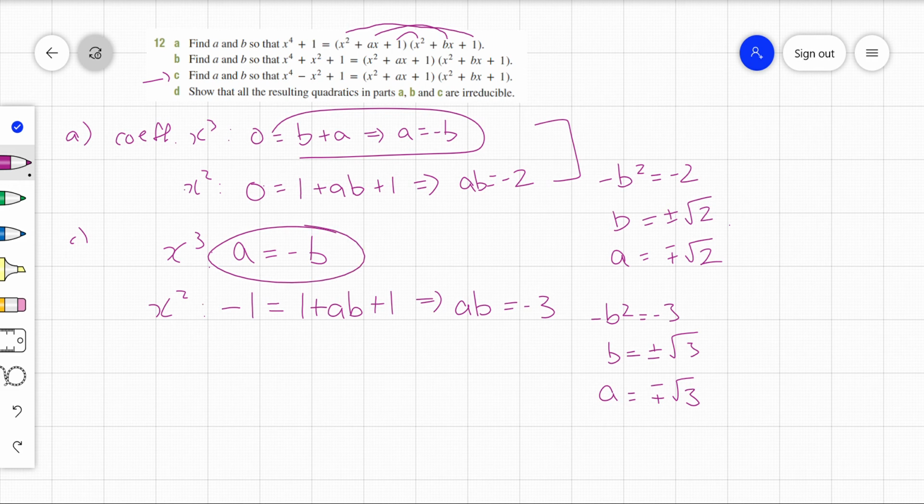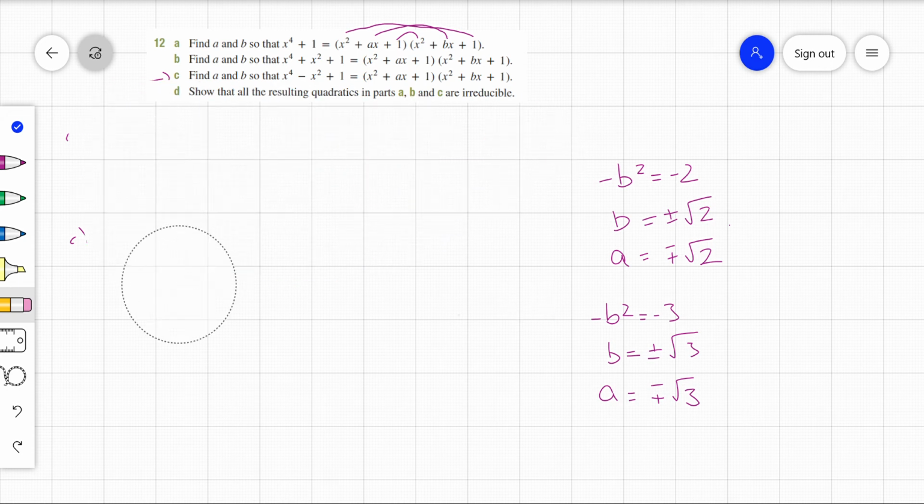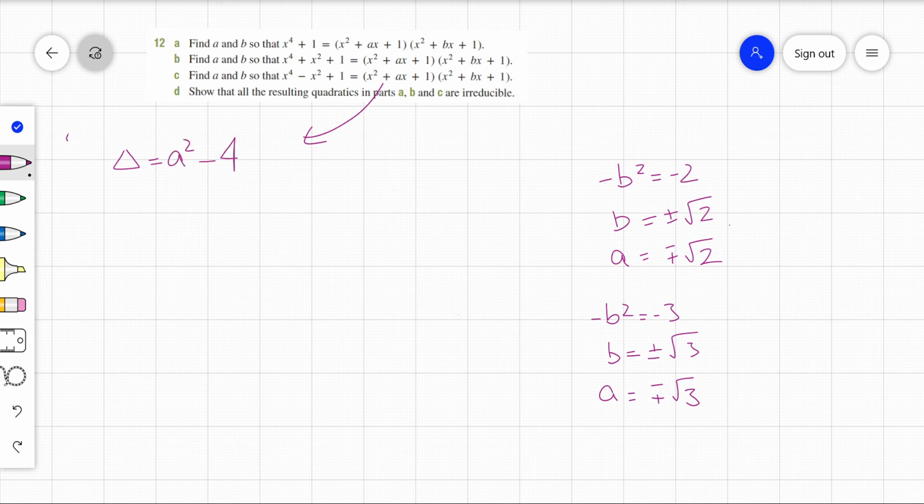So show that all these resulting quadratics are irreducible. Okay, so if you have a look at what we're getting here for our a's and b's, if we look at that first bracket, what's the discriminant of that bracket? So b squared in this case is a squared, minus 4ac is minus 4. If I look at this bracket, the discriminant is b squared minus 4ac, so 4 here. So you can see that the first bracket is irreducible. I can't factorize it any further if that discriminant is less than 0.